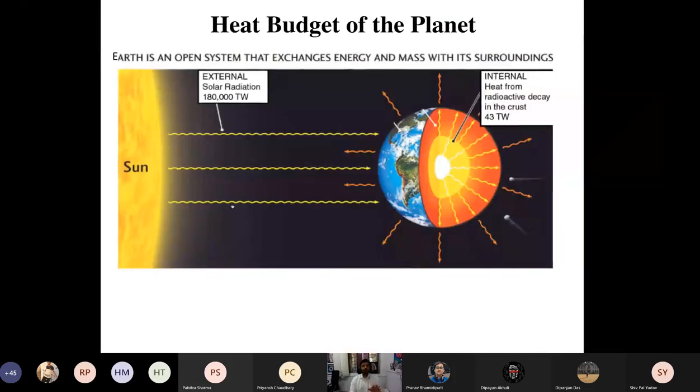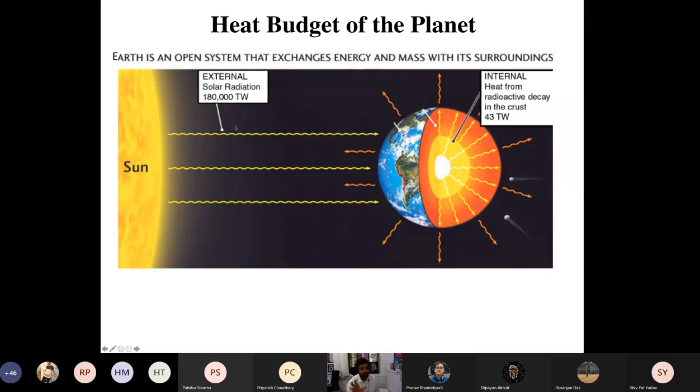Okay. Now, you must be familiar with this picture. There are two possible sources of heat to the planet Earth. One is the incoming solar radiation from the sun, and the other is the internal heat, which is mostly from the decay of the radioactive elements present in the mantle and the core. Now, the internal heat is almost 43 terawatts, whereas the external heat is around 180,000 terawatts.